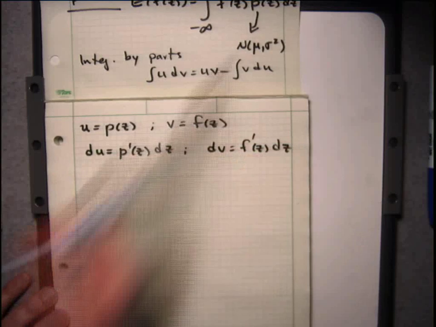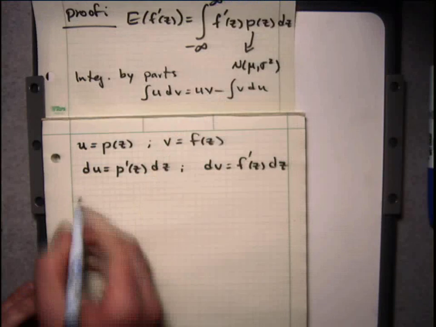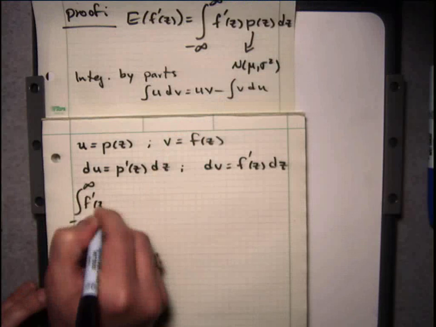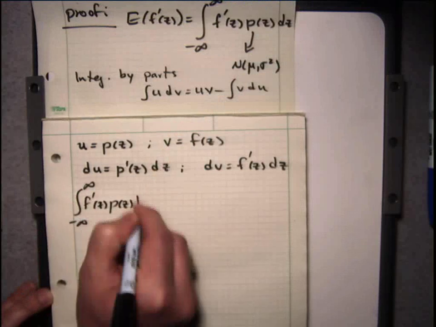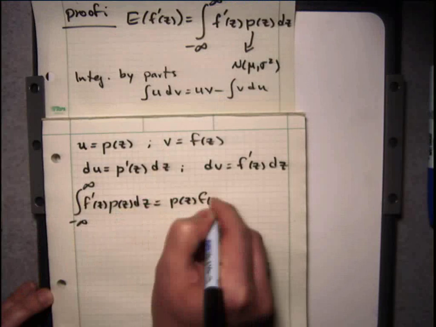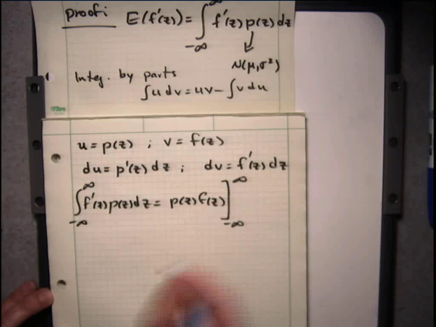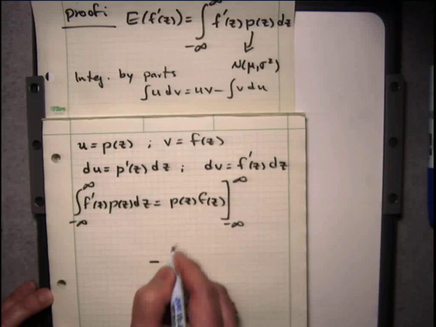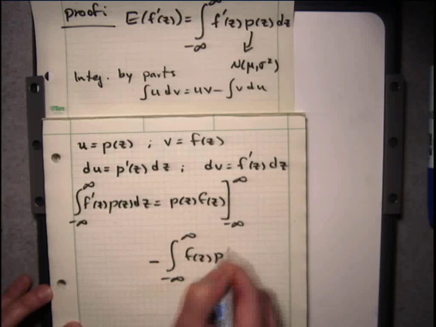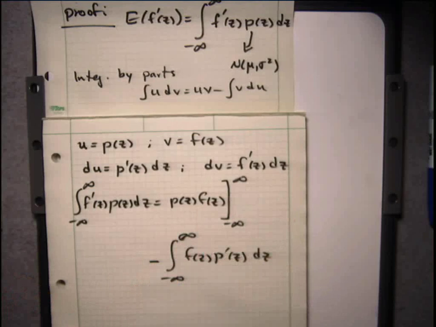So now this right-hand side, this integral that we just had here, we're going to write it as follows. Integral from minus infinity to infinity of f prime of z, p of z dz. This is p of z times f of z, evaluated from minus infinity to infinity, minus the integral of f of z p prime of z dz.